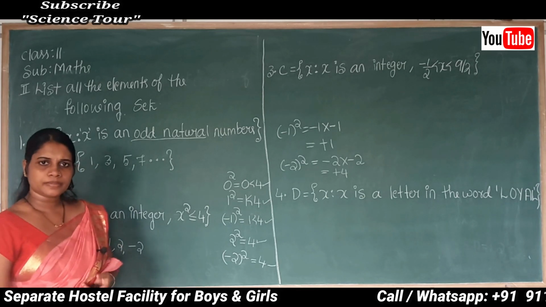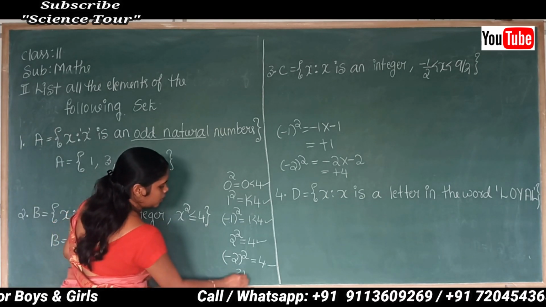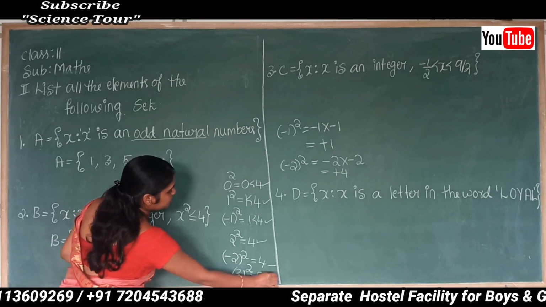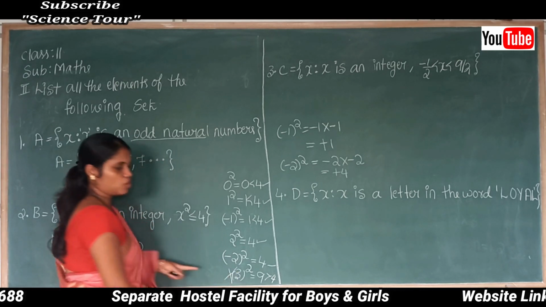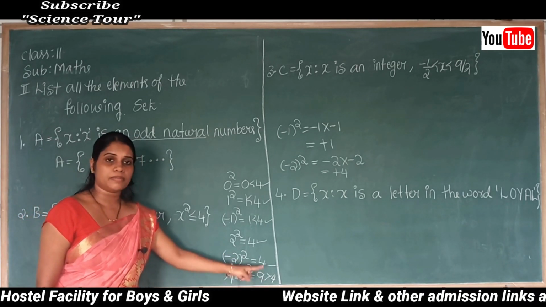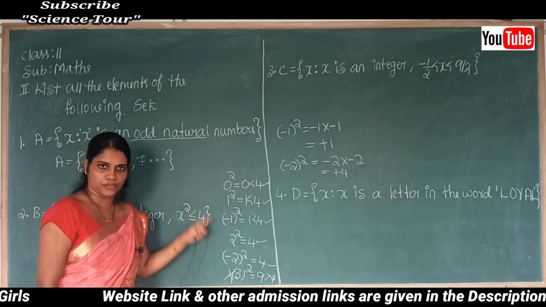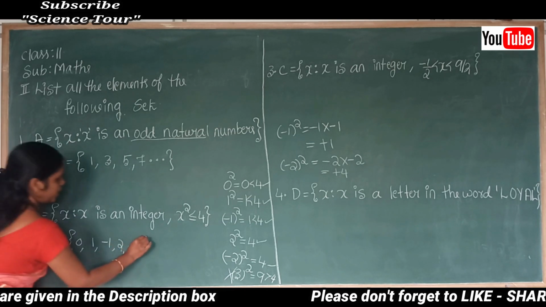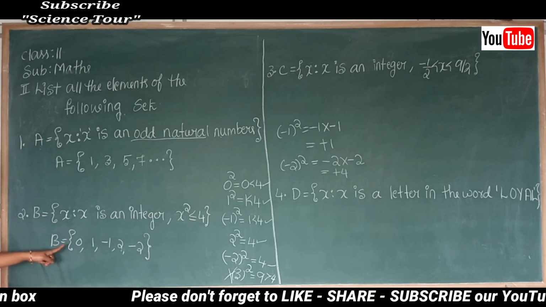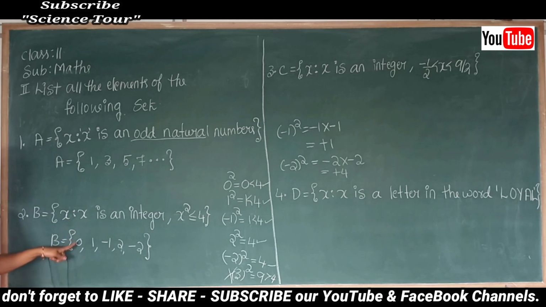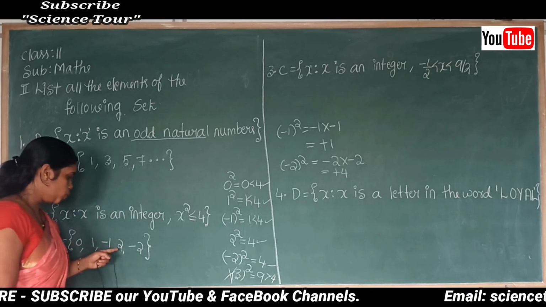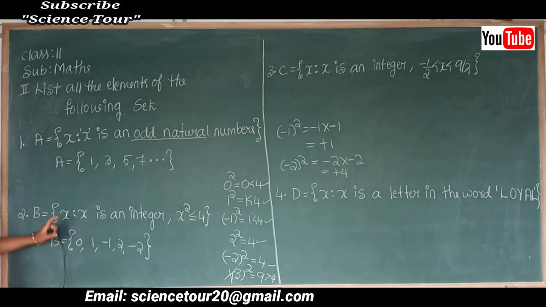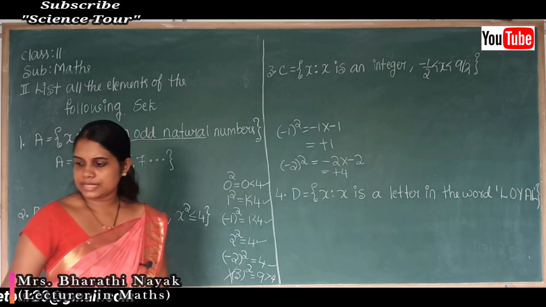Is there any other number? If I choose 3, its square is equal to how much? 9, but 9 is greater than 4, isn't it? So therefore this is not possible. The square of that number must be less than or equal to 4. So therefore 3 is not possible, only till minus 2. So which elements will come under this set? 0, 1, minus 1, 2, minus 2. So there are totally 5 elements.